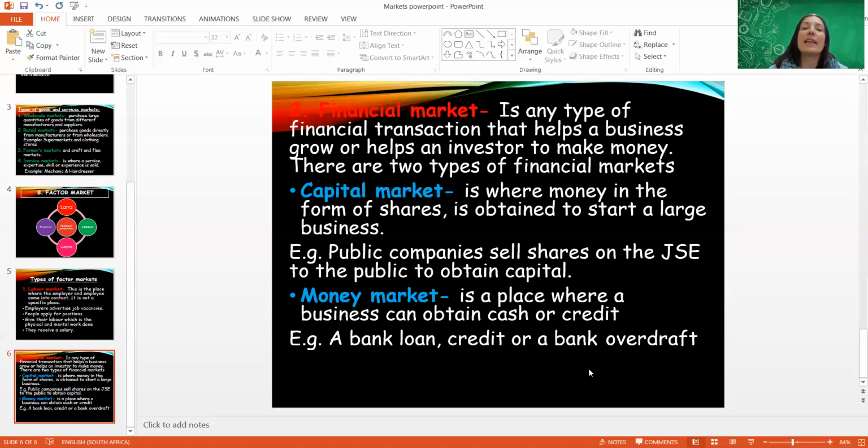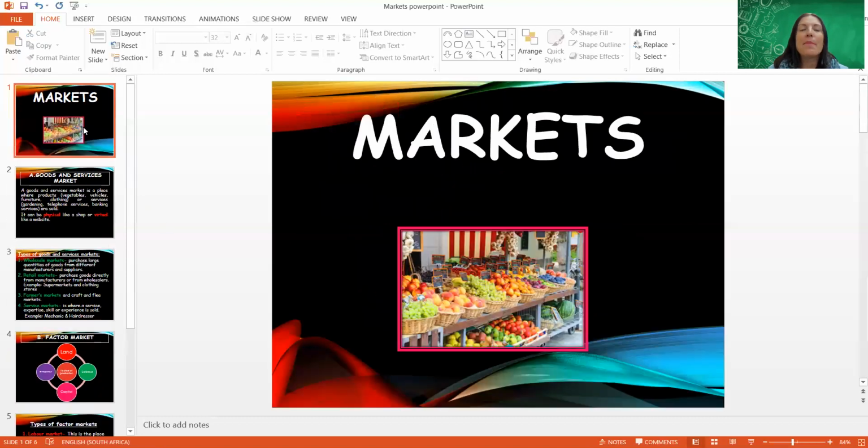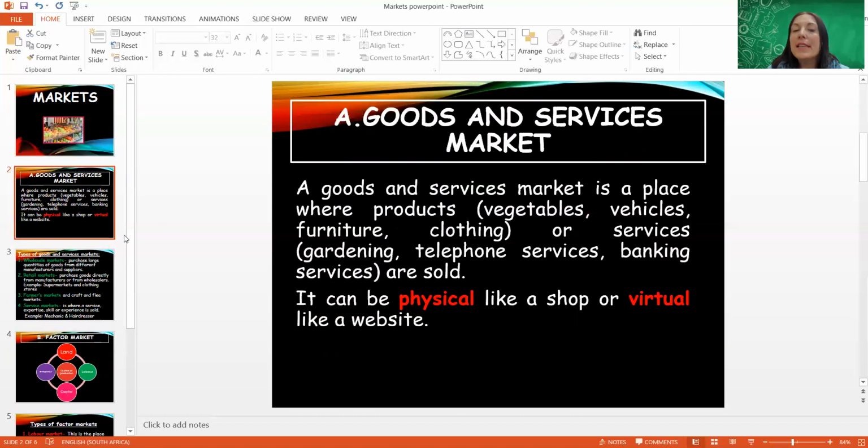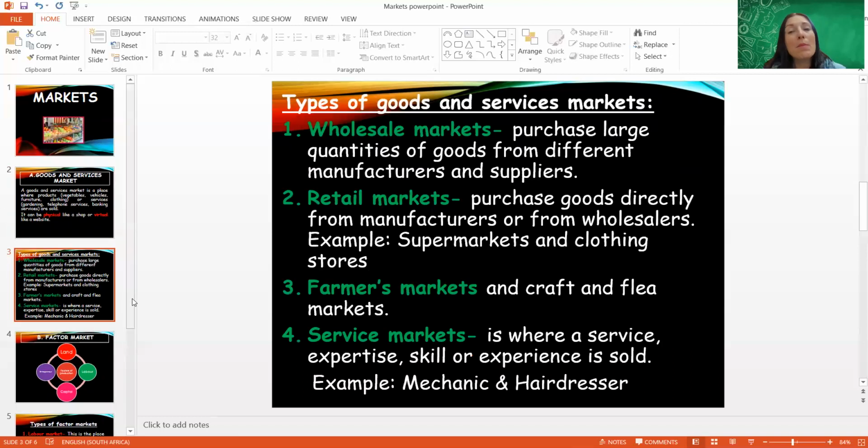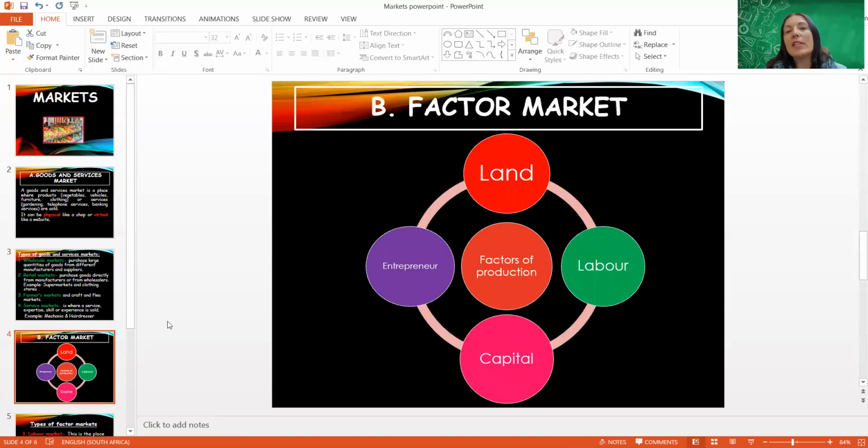Right, so this brings us to the end of the markets chapter, a short summary, and I hope that this clarified maybe a few matters for you. So if we just quickly recap, we looked at the goods and services market, and we said it can be either a physical or a virtual place where products or services are traded. We looked at the different types of goods and services market. Then we looked at the next section, the factor market. We looked at the 4 factors of production, and we said that the factor market is where these factors of production are traded, obviously for some kind of remuneration.